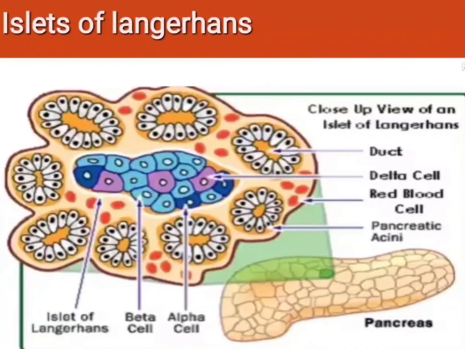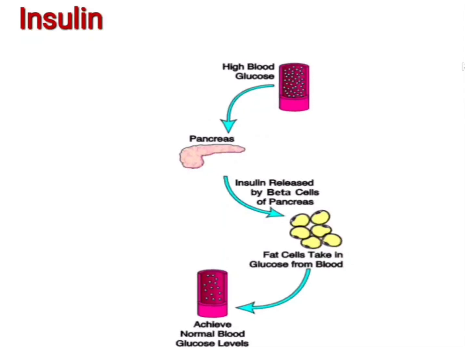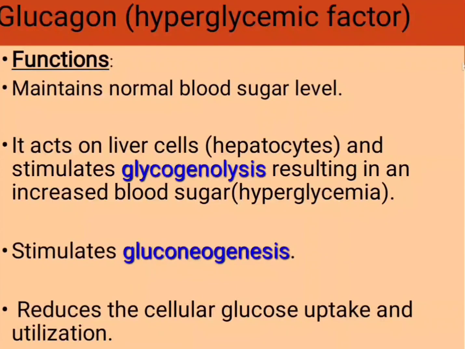And then in this image you can see the sectional view of the pancreas. In that, you can particularly see the islets of Langerhans, and the beta cells and alpha cells. Then we discussed the function of glucagon, how it works, and the function of insulin, how it works in our body. So here are some points which you can note as a short note.